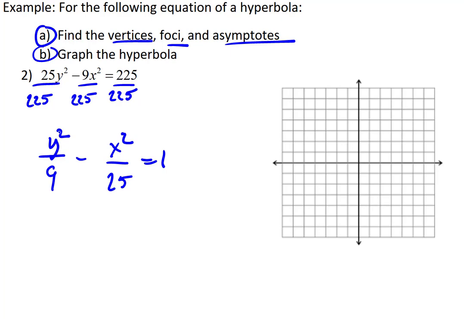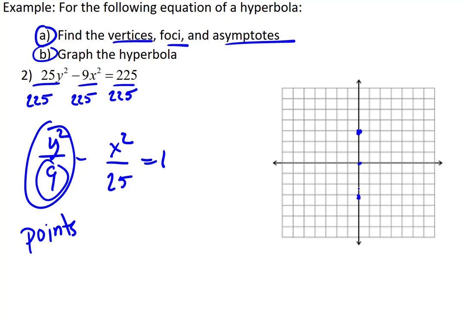Notice in this equation the y variable is first. That means that axis gets the points. The first one gets the points. So the y-axis, vertically speaking, will go up 3 and down 3, the square root of 9, from the origin, which is where our graph is centered. If we go up 3 and down 3 and put some points, we're going to call those the vertices.